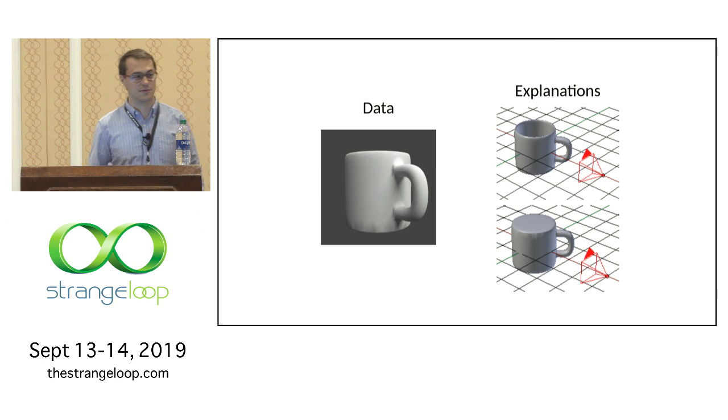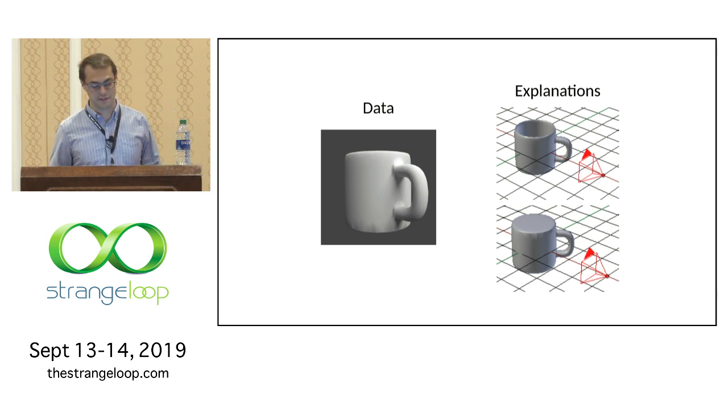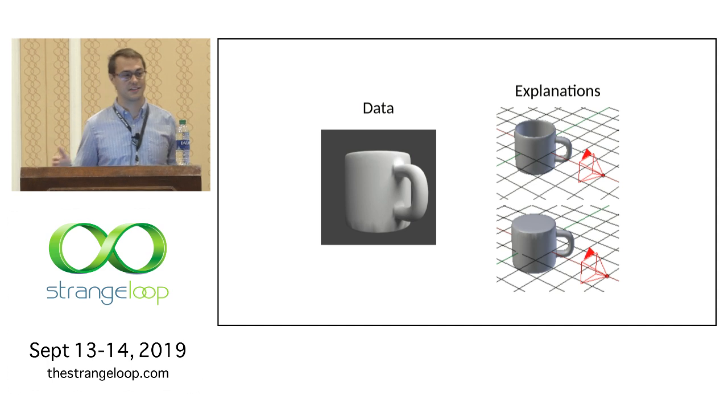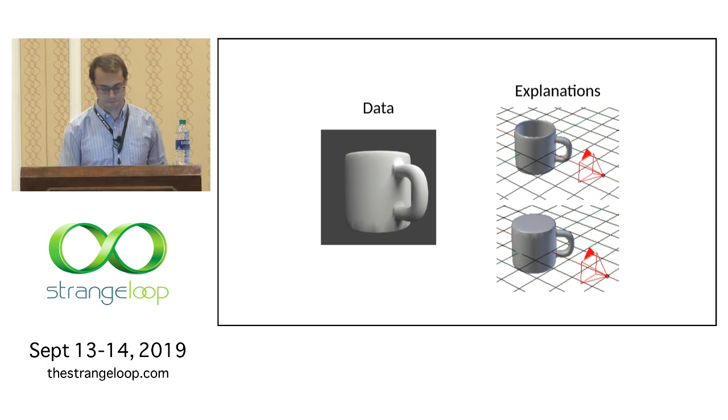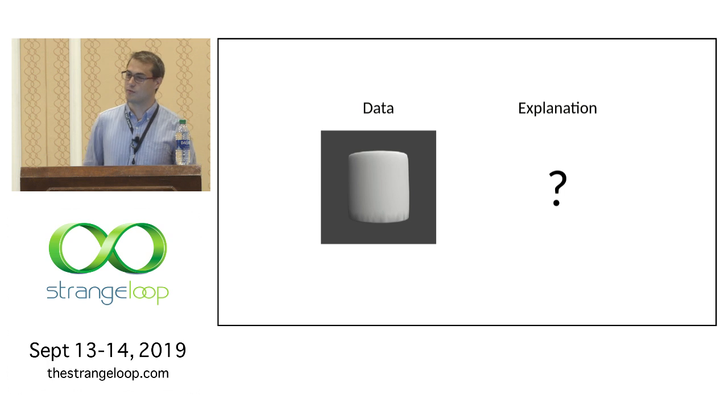So a key feature of human common sense reasoning and probabilistic reasoning is the ability to consider multiple plausible explanations for the data. In other words, we can be uncertain about things. And uncertainty is going to be a key recurring theme in this talk. So here's one more image of this mug. How would we explain this one?